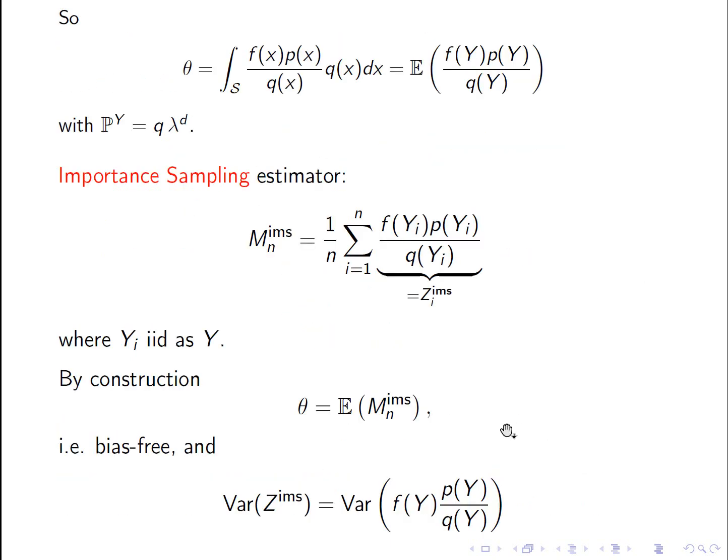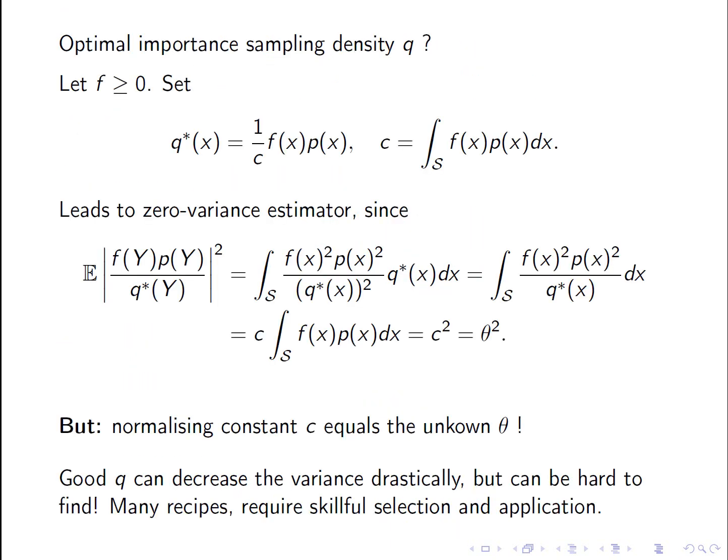So if f is non-negative, well, you can really get a great variance, at least theoretically, namely the variance 0. So let's now look first at the question, what is the optimal importance sampling density, q? And let's look, as I said, at the case that f is non-negative, so f is greater or equal than 0. Then we can write down this q star here. q star is f times p, and then standardized by c. While f is non-negative, f times p is a pseudo-density, and c is now the normalization factor. And this q star leads to a zero variance estimator.